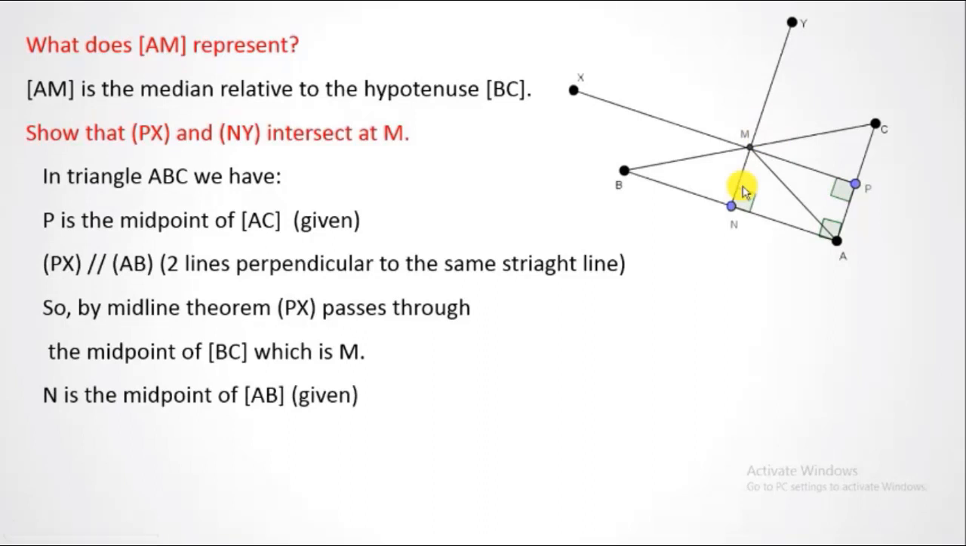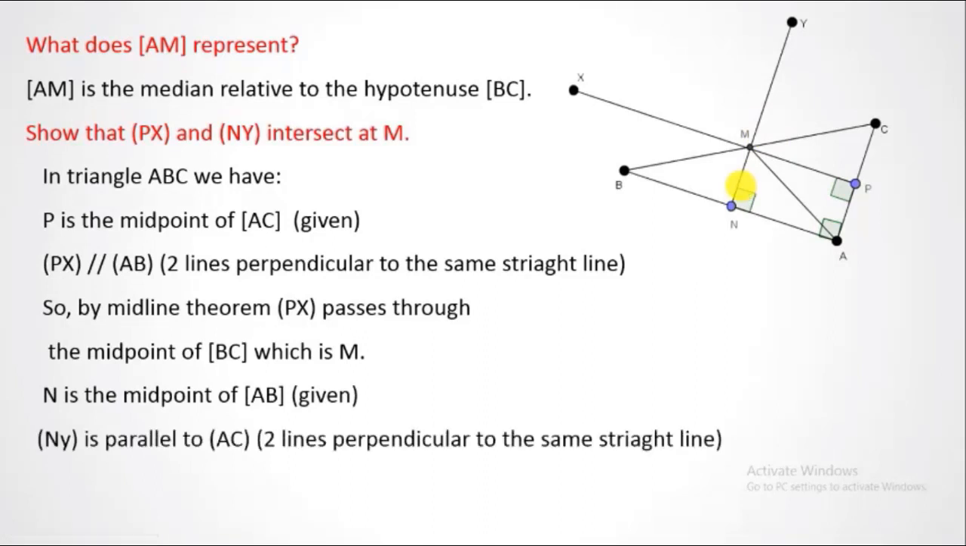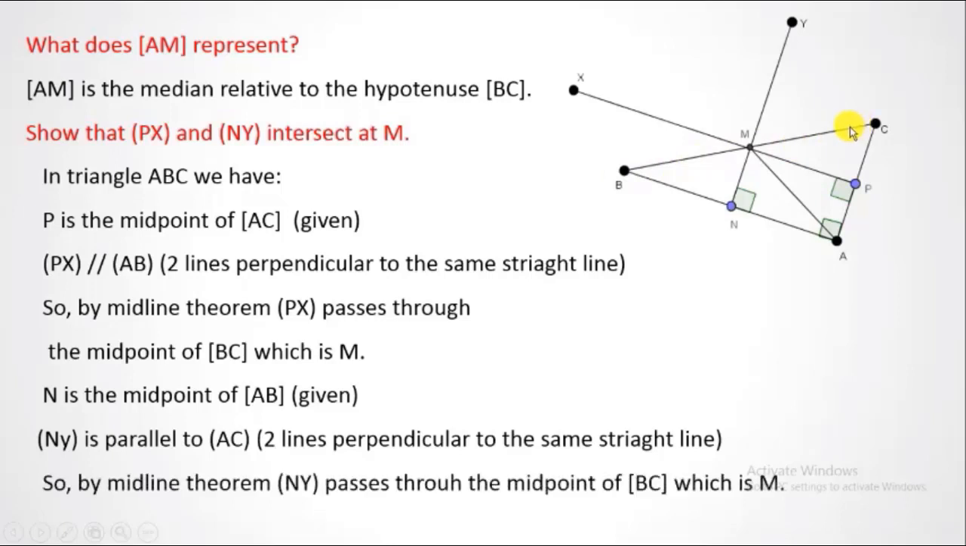N is the midpoint of AB, given. NY is parallel to AC since two lines perpendicular to the same straight line are parallel. In the same way, NY is perpendicular to AB and AC is also perpendicular to AB, so NY and AC are parallel. N is the midpoint of AB, so by the midline theorem, NY passes through the midpoint of BC, which is M. Then PX passes through M and NY passes through M. Then PX and NY intersect at M.